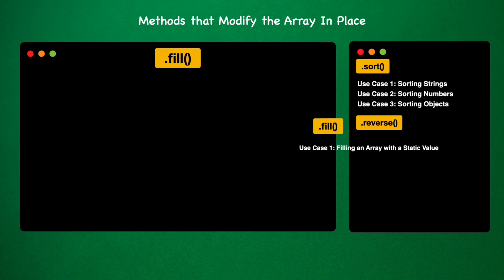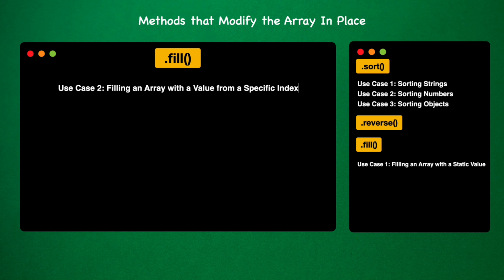Now move to use case number 2. In this example, numbers.fill fills the numbers array with x, starting from index 2. Keep in mind that fill modifies the array in place, and there's no undo button. Once an array is filled, the previous values are overwritten.